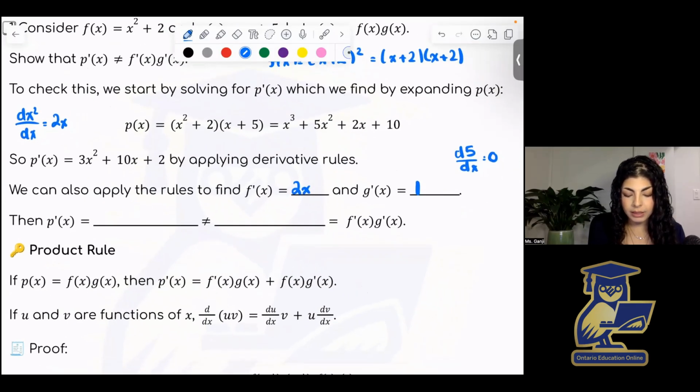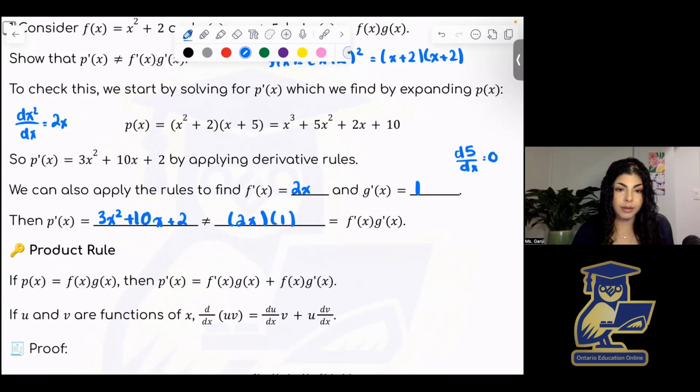So then p prime of x, which we found from above, is 3x squared plus 10x plus 2, is not equal to the product of those two, which is 2x times 1. We can see those are completely different equations. So that's why it doesn't work, and we can't apply the product rule that way. So let's see what the product rule now actually is.